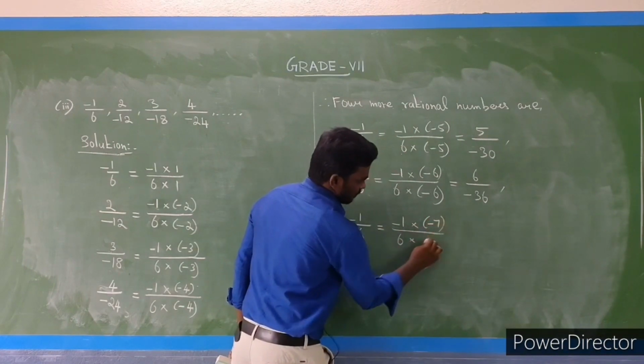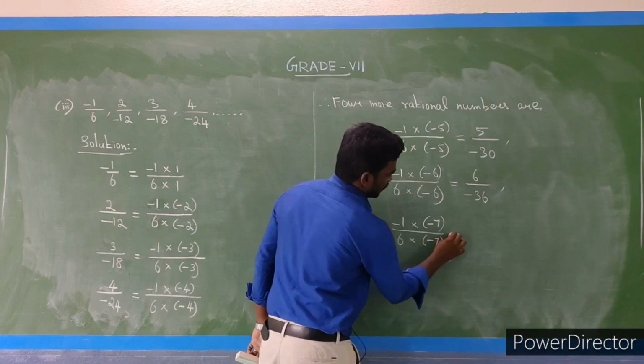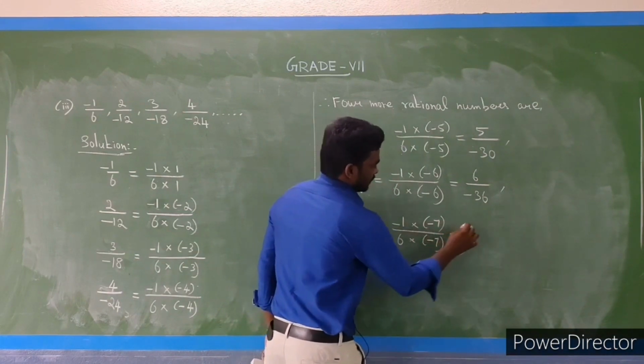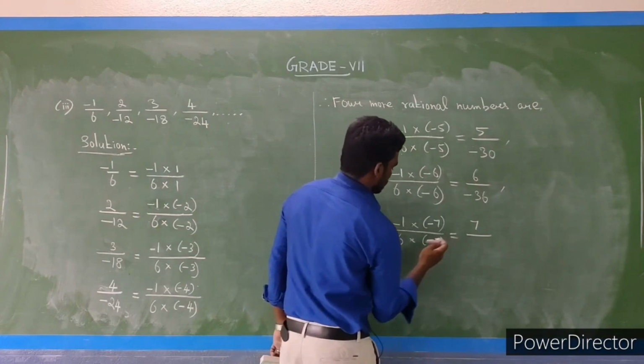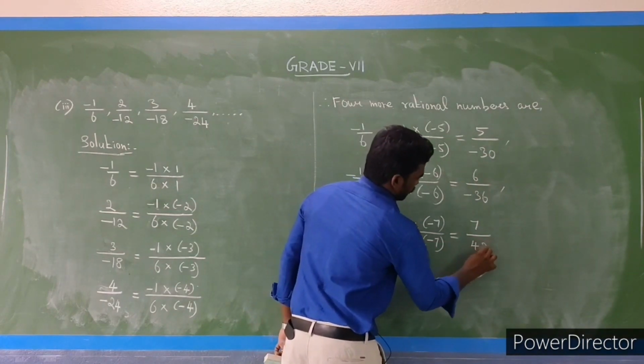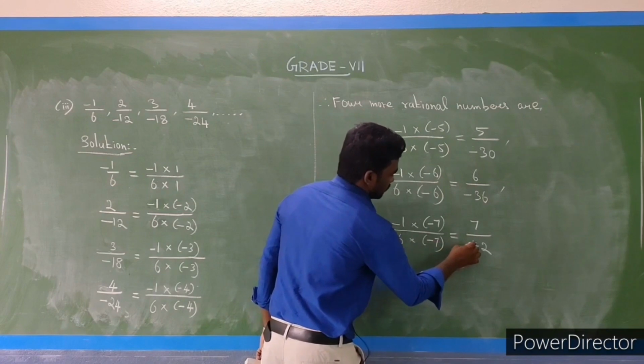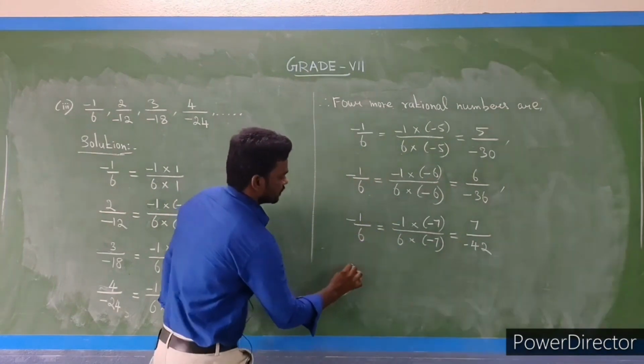The next number: minus 1 by 6 can be written as minus 1 by 6 multiplied by, what is that? Minus 7 divided by minus 7, which is equal to 1 7 is 7, minus into minus plus, 6 7s are 42, plus into minus, what is that? Minus 42.